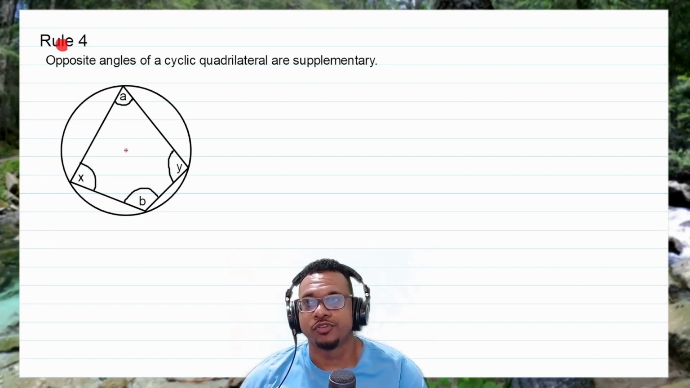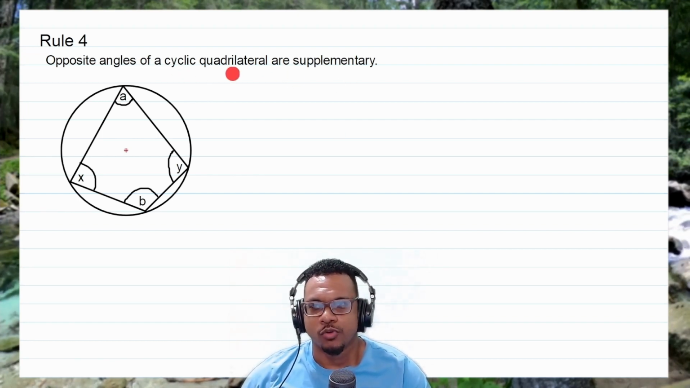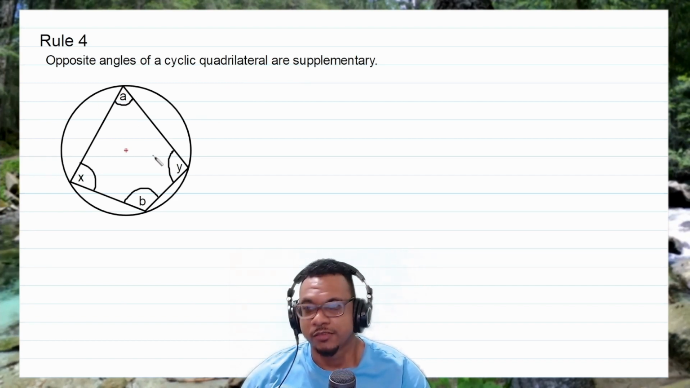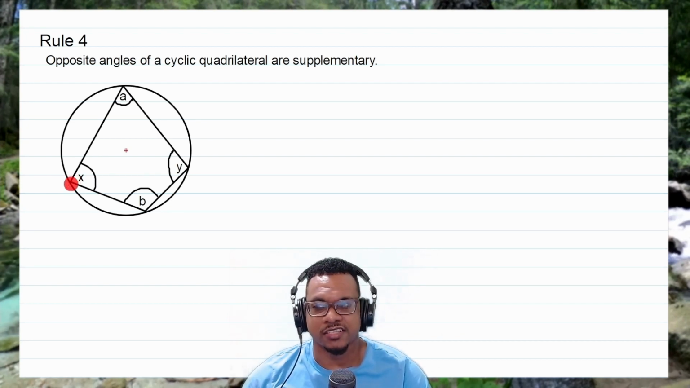So here I have my fourth rule, where the opposite angles of a cyclic quadrilateral are supplementary. So cyclic quadrilateral means a quadrilateral, which is a four-sided shape, and all four vertices of that quadrilateral touch the circumference of the circle. So that would be a cyclic quadrilateral. Now if for some reason one of the vertices is not touching the circumference of the circle, it will no longer be a cyclic quadrilateral. And the word supplementary means the two angles add up to 180 degrees.